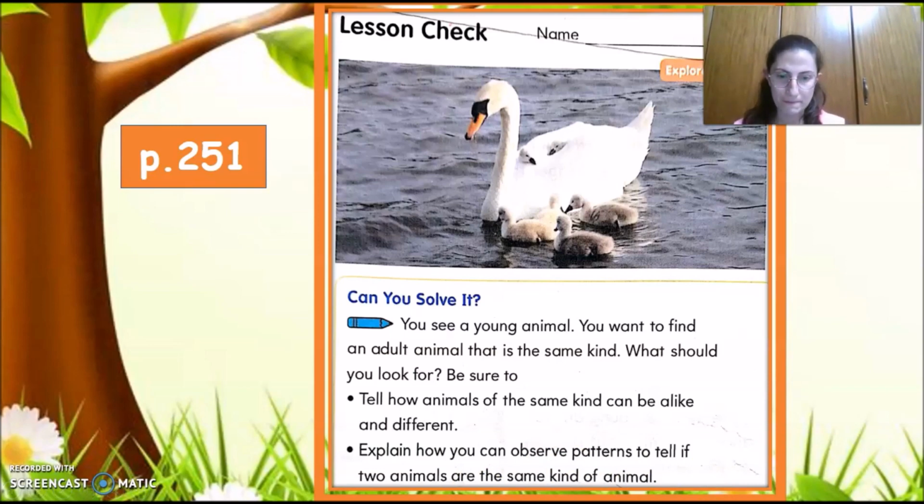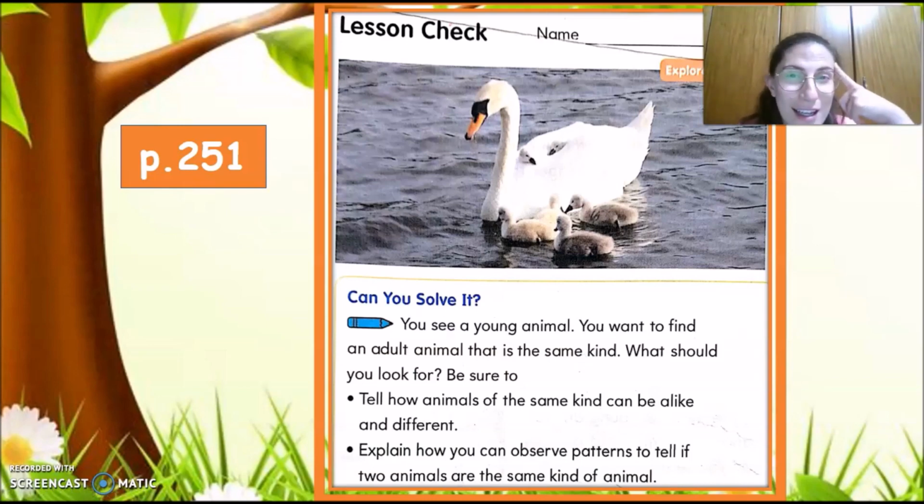So we listen up carefully. They are asking us that you found a young animal and you want to find an adult animal that is the same kind. What should you look for? What should you observe? Remember, you have to be sure to tell how animals of the same kind can be alike, it means the same, and how they can be different, right? And also, they asked us to explain how you can observe patterns to tell if two animals are the same kind of animal. So, when I find a young animal and I want to find an adult animal that is the same kind, what should I do?